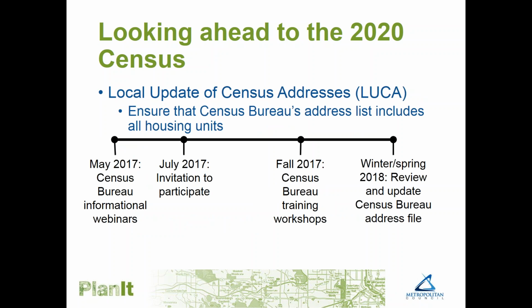And here's one way of doing that. There's a program about to kick off called the Local Update of Census Addresses, or LUCA for short. And the goal is to make sure that the Census Bureau's address list includes every single housing unit in the country so that they can be included in the 2020 census. Looking ahead a bit, the invitation to participate will go out to the highest elected official in every community this July. And then following some training workshops this fall, most of the work will happen this coming winter and spring.